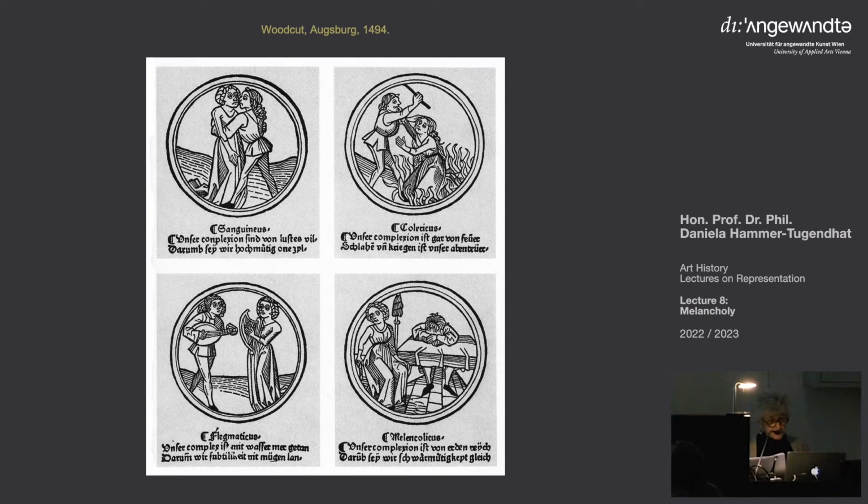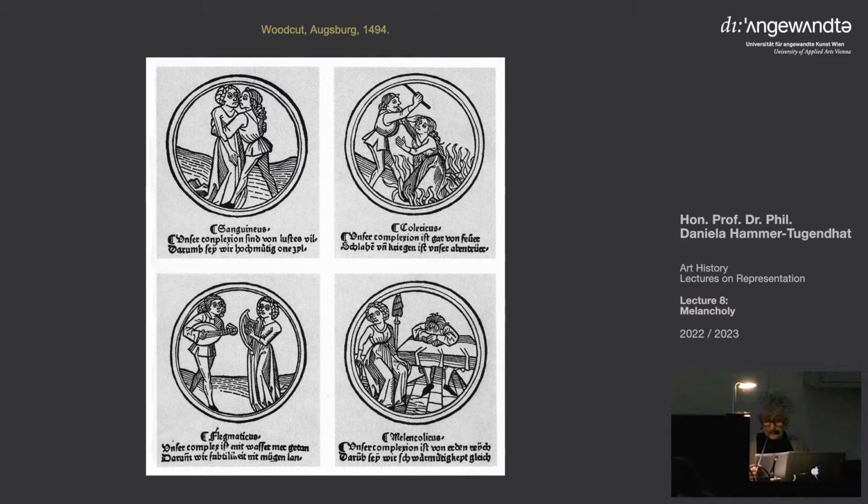What I show you is a woodcut of the Middle Ages, but where you can see that this theory goes on and still is of importance. According to this theory, the human being, and this means a person's mental state, physical condition and health, are determined by 4 bodily fluids, namely blood, phlegm, yellow bile and black bile, gelbe und schwarze Galle.